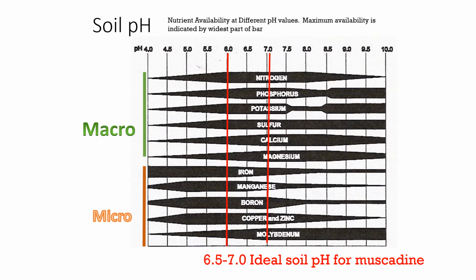We see that most of those macronutrients, nutrients needed in large quantities, are pretty highly available. But once we start to get below that pH, you see that those macronutrients really start to tail off and become less available. So if we start off with a pH that is too low, already some of those nutrients that we're going to need to be supplying in pretty high quantities are not going to be really highly available to our muscadine crop.